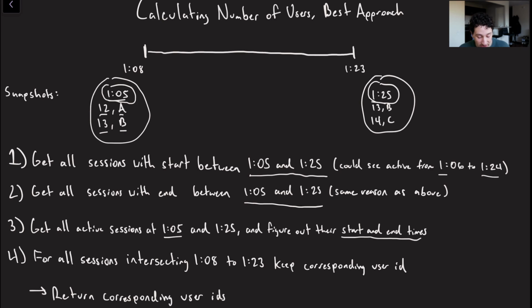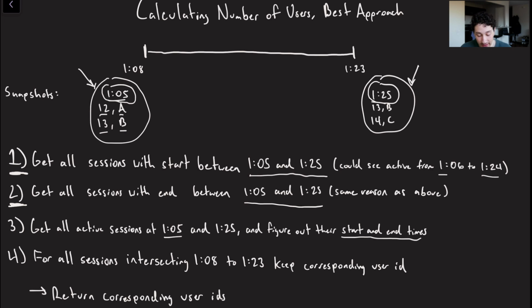The other thing is that for all of our sessions that are intersecting from 108 to 123, that's going to be all the valid sessions from here, all the valid sessions from here, all the valid sessions from here, and all the valid sessions from here. Now we basically have to keep all of the user IDs that we saw that were distinct, count them up, and return that to the user. So cool. That is actually how we would do this.